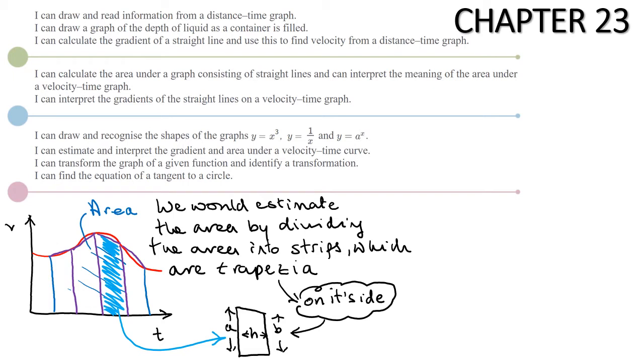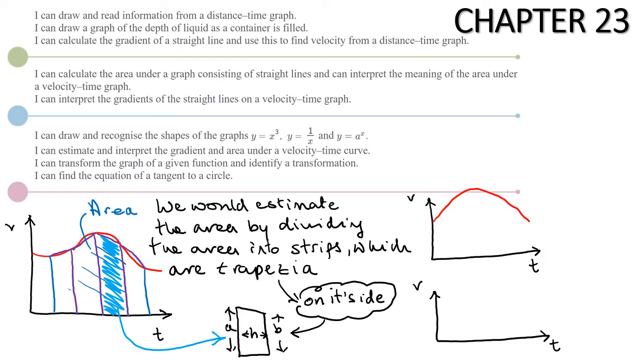Now, depending on the shape of the graph, when we estimate the area, we could end up with an overestimate or an underestimate. So let's see when we get an overestimate or an underestimate. So I'm going to draw two types. So let's draw one that goes like this, and let's say we drew one that went like this, and I wanted to estimate the area, and I do that because I want to find the distance travelled.